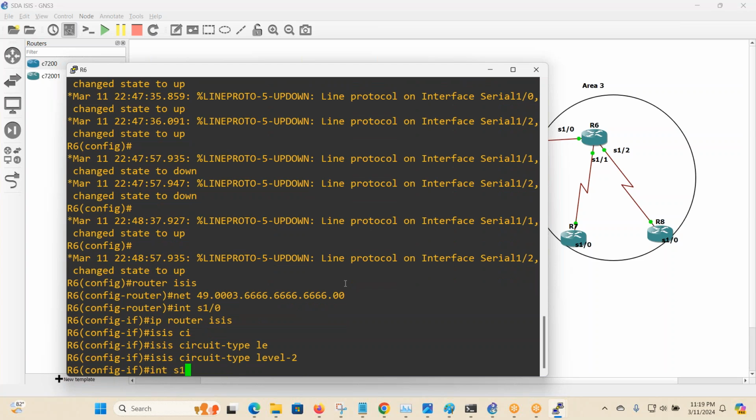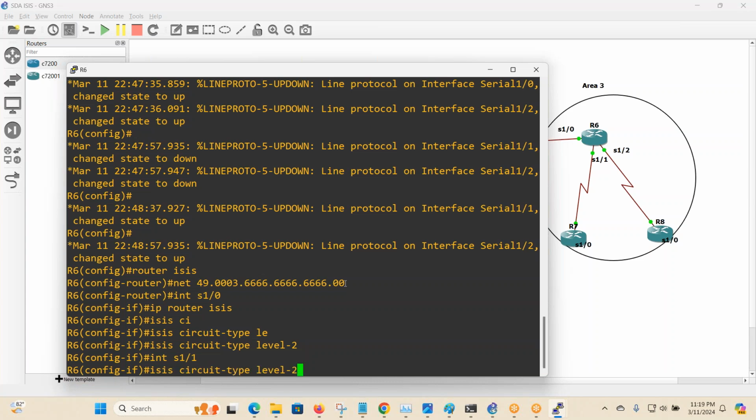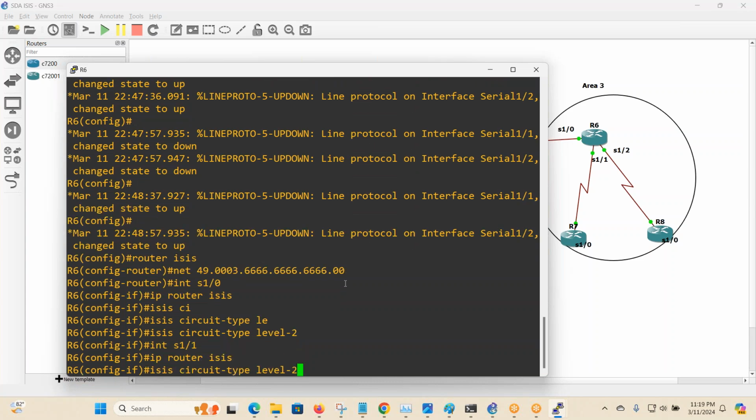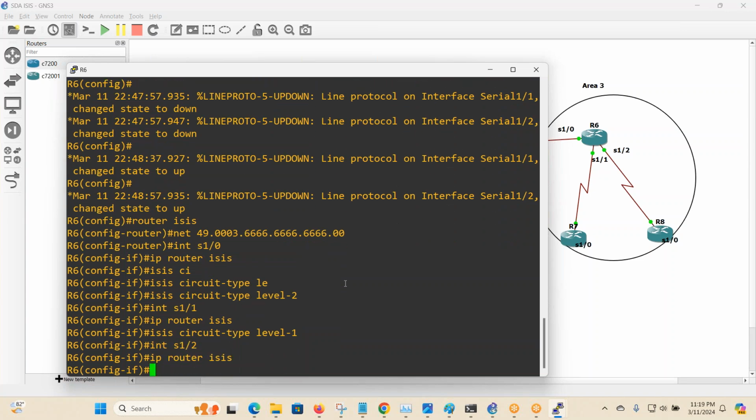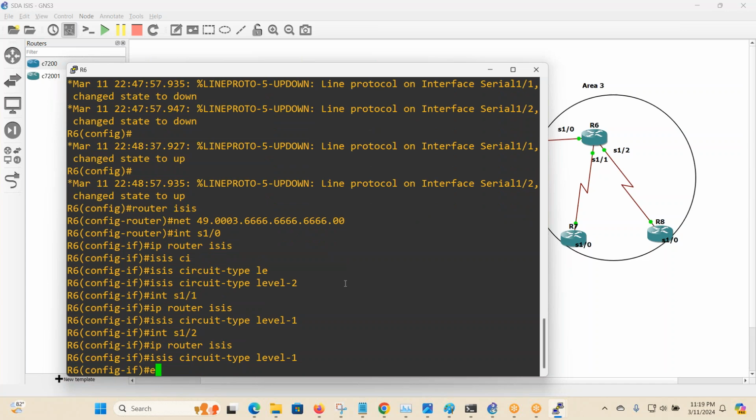Then we go to interface serial 1/1. So we'll say IP router ISIS circuit type level 1. So we go to serial 1/2. IP router ISIS circuit type level 1.